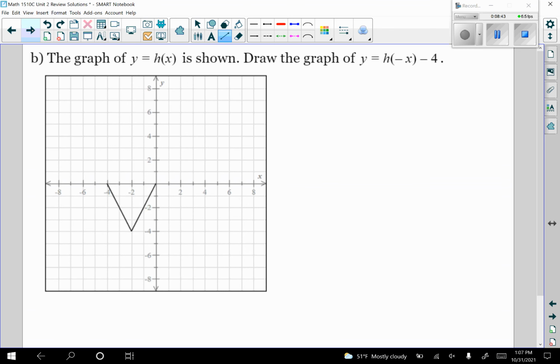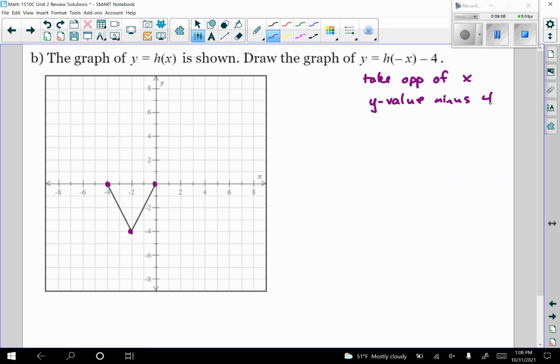All right, for 46b, we're going to do the same thing here as far as plotting some points. Plot here, here, and here. So this is going to be, we take the opposite of x, and then we're going to shift 4 down. So then we take y value minus 4. That's the easiest way to do this. So our first ordered pair is negative 4, 0. Our second ordered pair is negative 2, negative 4, and our third point is 0, 0.